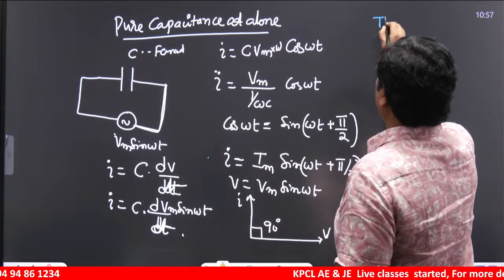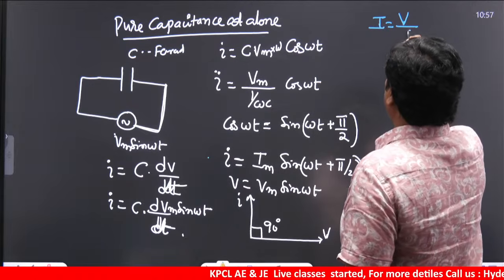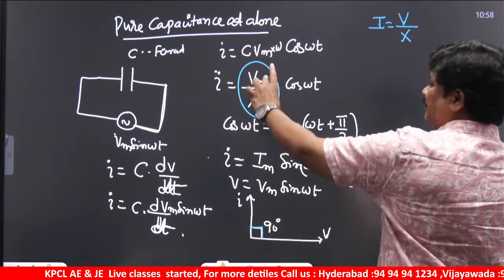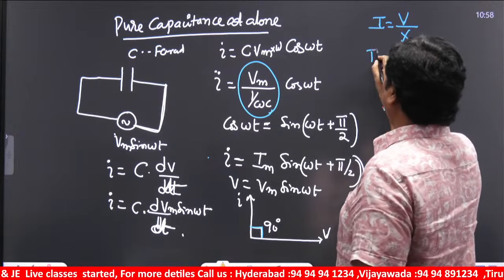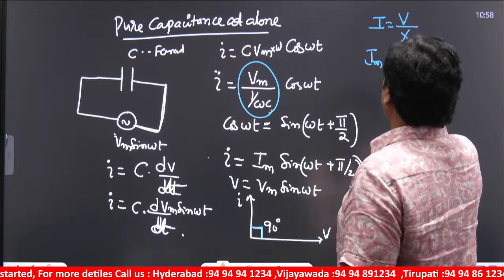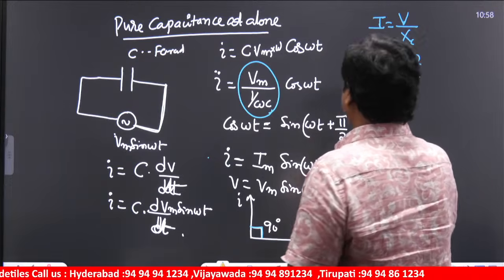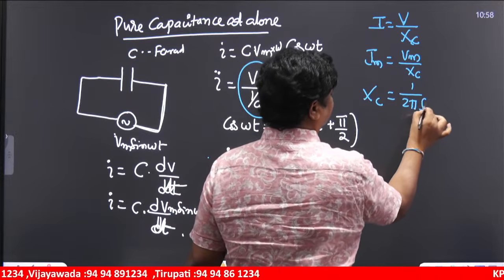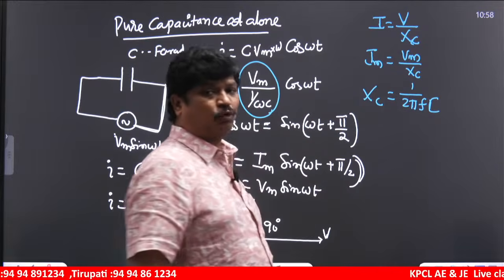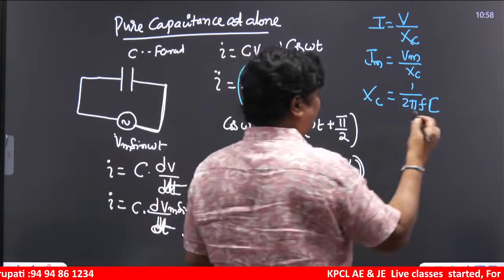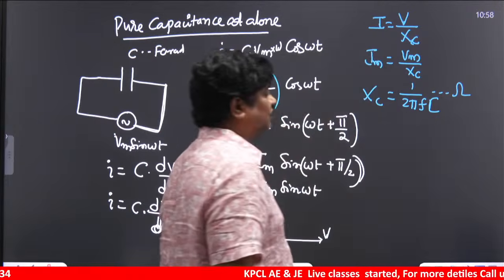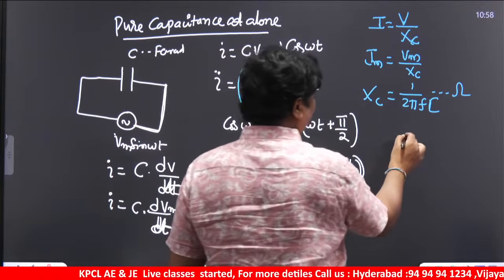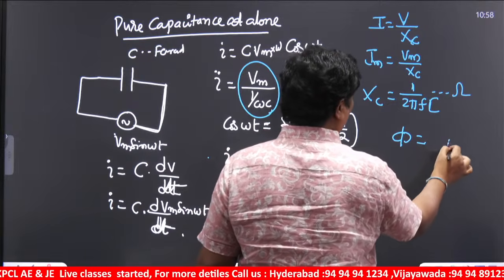What is the current formula? I is equal to V by XC. This is Im. Im is equal to Vm by XC. What is XC? XC is 1 by 2 pi FC, whose units are ohms. Now, what is the angle between voltage and current, phi? The angle between voltage and current phi is equal to 90 degrees.